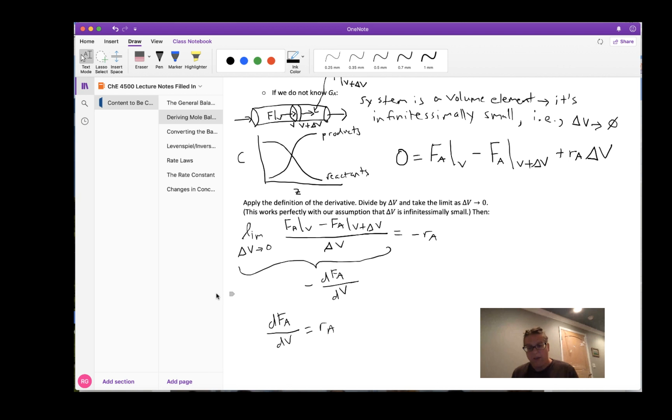So again, if component A is a reactant, then RA, the net rate of A, is going to be a rate of consumption, and this is going to be negative. That means that the flow rate of A is going to decrease as we move down the length of the reactor and down the volume of the reactor, and that makes sense because the moles of A are going to decrease because A is a reactant.